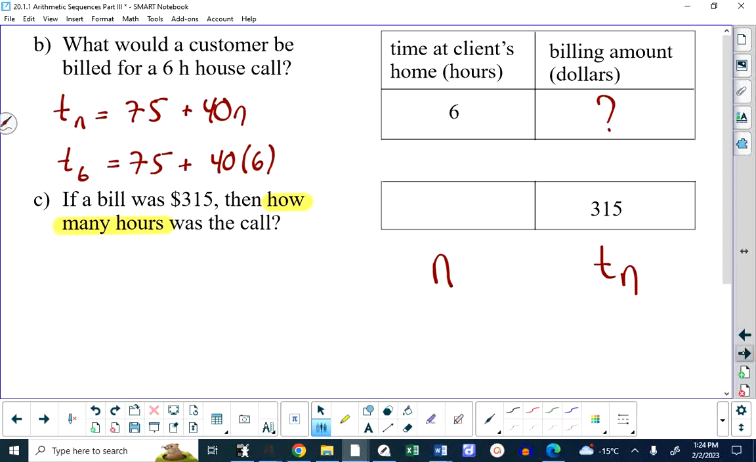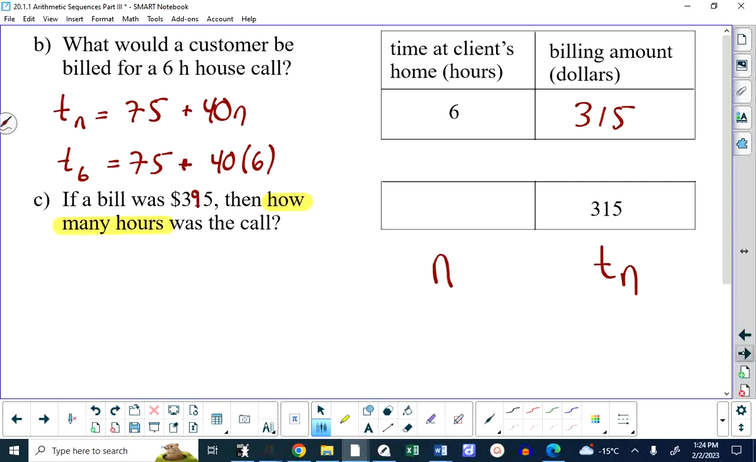That's $315. Okay. I got to make a note to change my notes. Let's do this instead. If the bill was $395, how many hours was it?